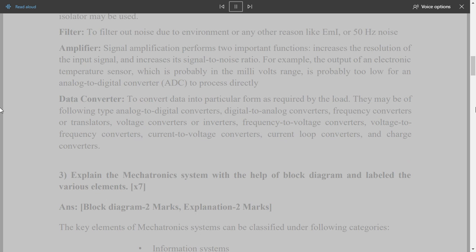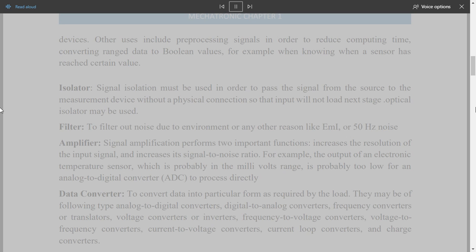devices. Other uses include pre-processing signals in order to reduce computing time, and converting ranged data to Boolean values, for example when knowing when a sensor has reached a certain value. Isolator: signal isolation must be used in order to pass the signal from the source to the measurement device without a physical connection, so that input will not load the next stage. An optical isolator may be used.